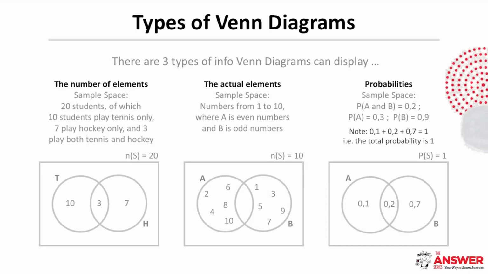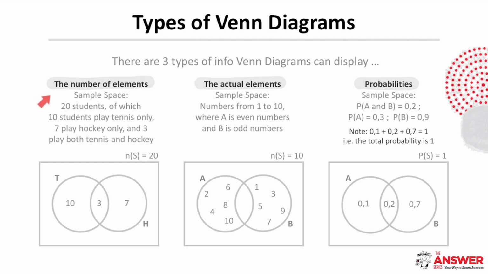It is important with Venn diagrams to know that there are three types of ways information can be displayed. These three ways are the number of elements, the actual elements themselves, and probabilities. Let's have a look through an example of each of these. So first, let's look at when the information displayed is the number of elements.